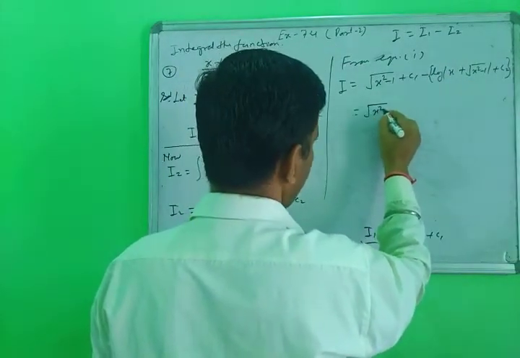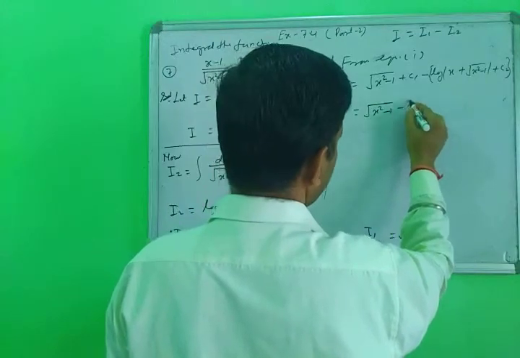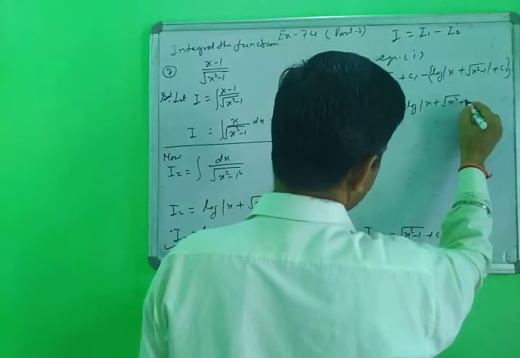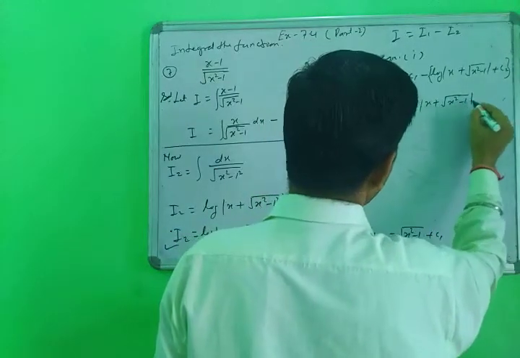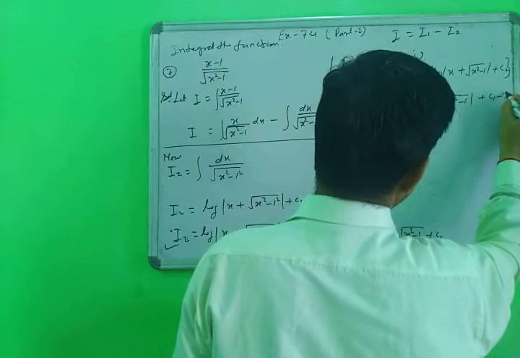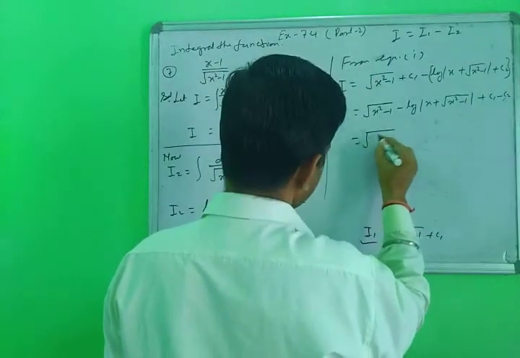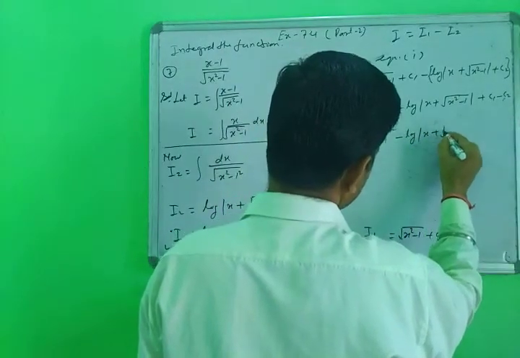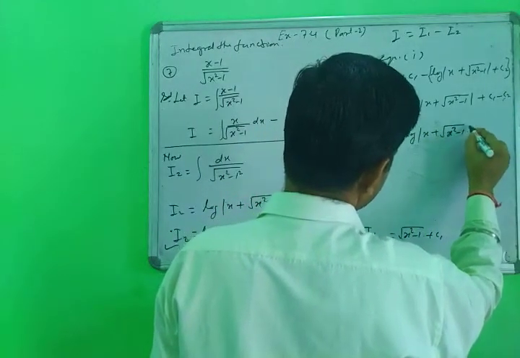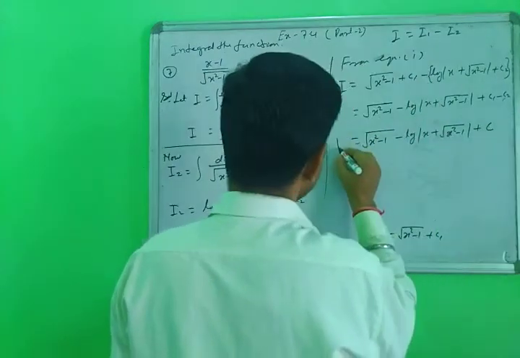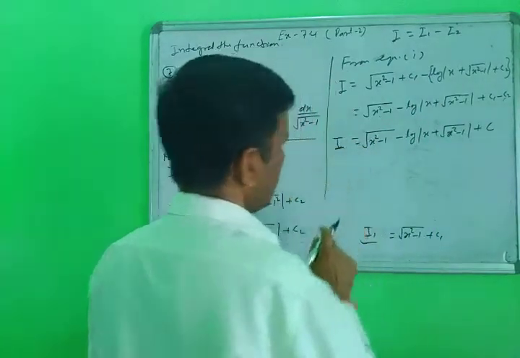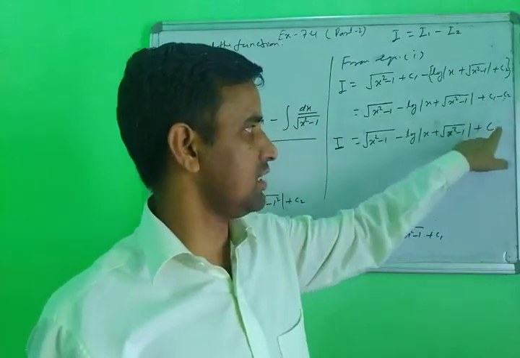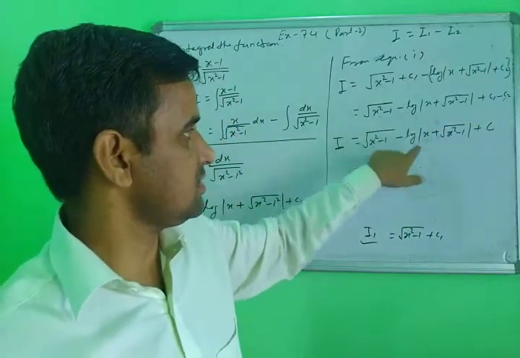The result is x square minus 1, minus log x plus root x square minus 1, plus c1 minus c2. So the result is x square minus 1 minus log x plus root x square minus 1, plus c. This is the value of the integration. Here c1 minus c2 means c. When you operate on both constants, the result is a single constant c.